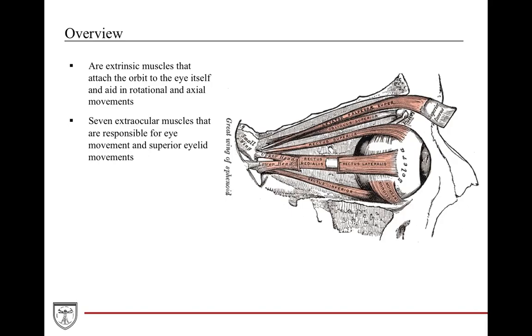They attach to the orbit and orbital structures in the posterior portion of the orbit. And they do rotational and axial movements: up, down, left, right, rotate, angulate. So there are, quote-unquote, considered 7 extraocular muscles, and we'll go over all of them.